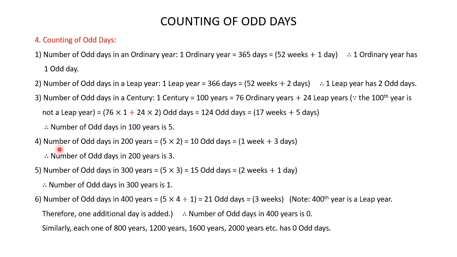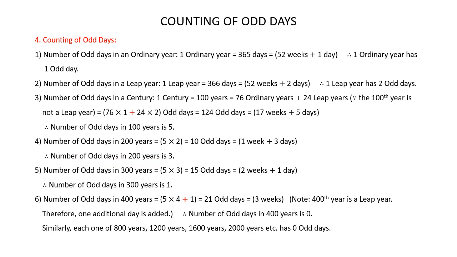Number of odd days in 200 years. Now we know that number of odd days in 100 years is 5. So number of odd days in 200 years would be 5 multiplied by 2, which is 10 odd days. Now 10 divided by 7 will give us 1 as quotient and 3 as remainder, which means we have 1 week plus 3 odd days.